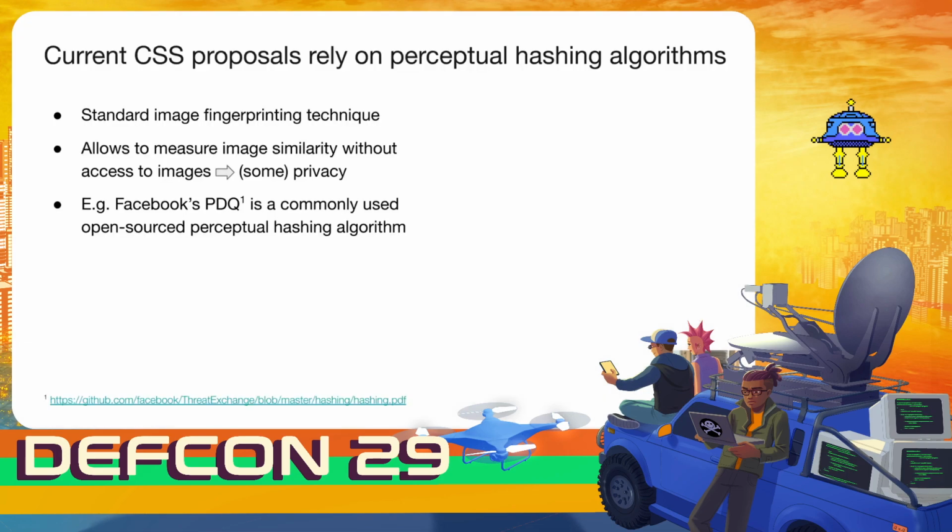And to answer this question, first we look at what are the current CSS proposals. The current proposals rely on perceptual hashing algorithms. These are standard image fingerprinting techniques that have been used over the last decade for efficient image search and image retrieval. It allows us to measure image similarity without access to images. So basically you measure image similarity using their fingerprints, where supposedly fingerprints might not reveal anything about the actual image. So it provides some amount of privacy.